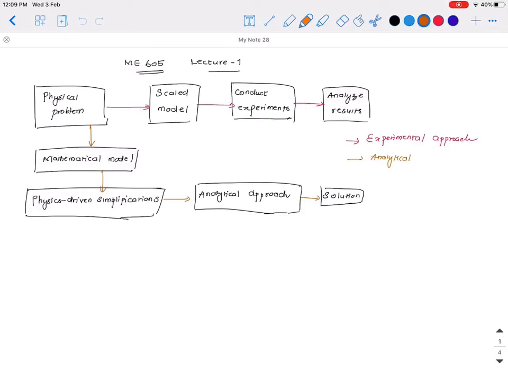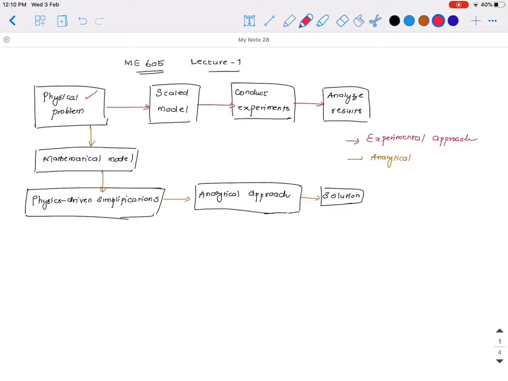Hi, let us briefly recall what we have discussed in the slides. If we take any physical problem, there are three ways to solve it: the experimental approach, the analytical approach, and the numerical approach, which is also called the computational approach.